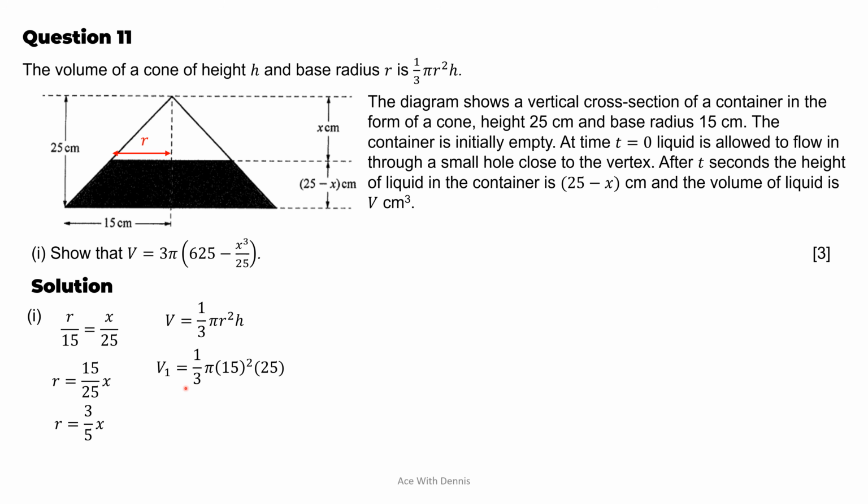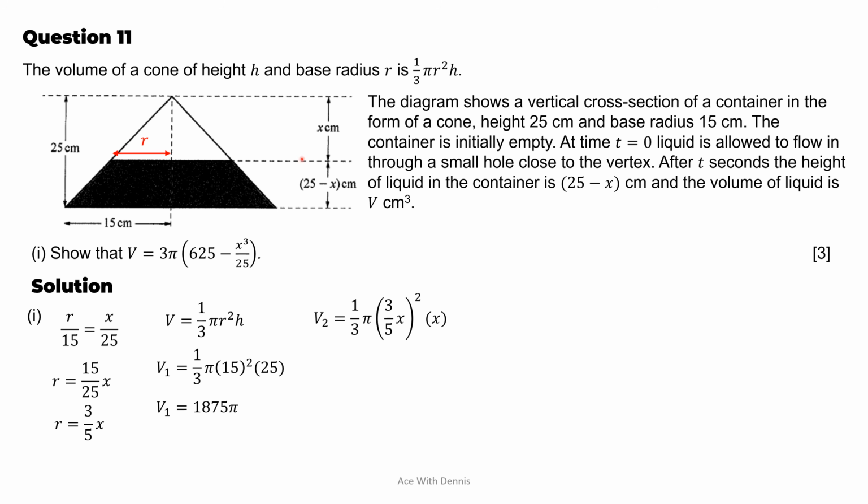So now, in order to find the volume, V is the volume of the liquid, which is this part. We need to find the volume of the bigger cone, then minus the volume of the smaller cone. So this V1 is the volume of the bigger cone, which is 1/3 pi r squared. The r is 15, and the height is 25. When you calculate, we get V1 is 1875 pi.